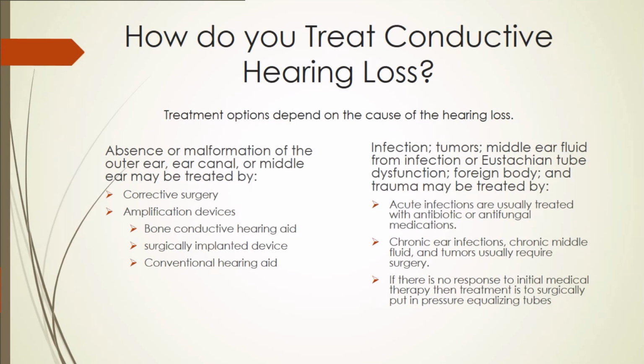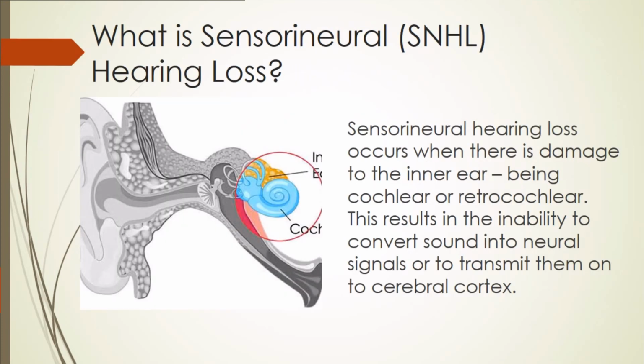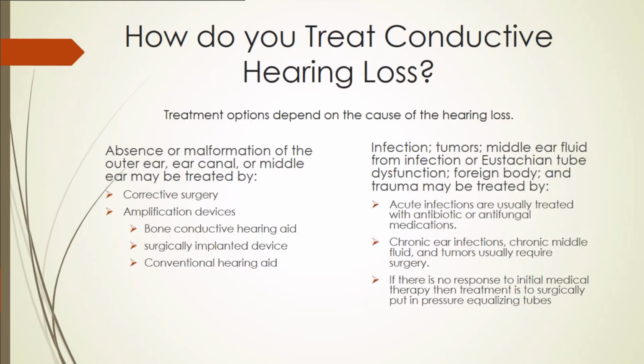Well, treatment options depend on the causes of your conductive hearing loss. If your conductive hearing loss is due to an absence or malformation of the outer ear and ear canal or the middle ear, that can be treated a couple of different ways. You can get a corrective surgery to try to help fix the problem. You can try using an amplification device, such as a bone-conductive hearing aid, a surgically implanted device, or you can try a conventional hearing aid.